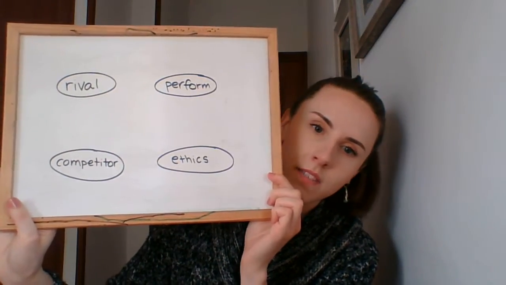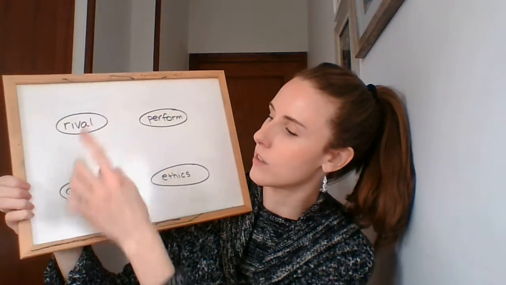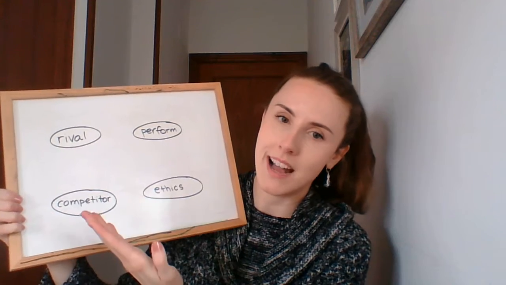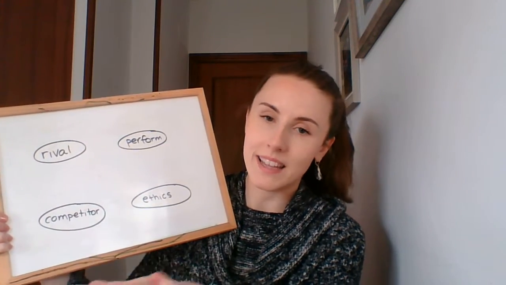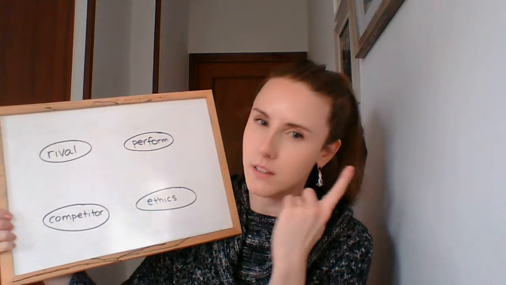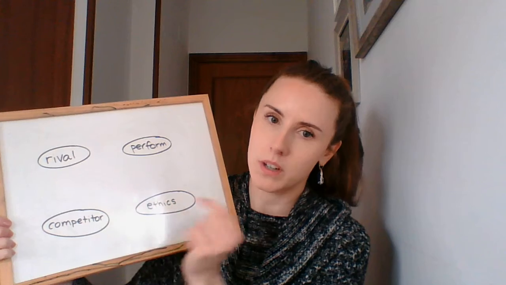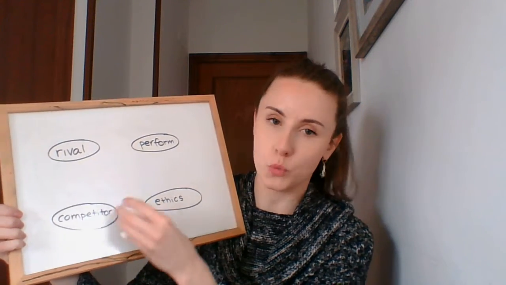What I'd like you to do first is, I hope you have your notebook open. Can you please copy what I've written here? You've got 4 different types of words. The first one, rival, competitor, perform, and ethics. Some of them are nouns that are people. Some of them are verbs. What I'd like you to do is to think first by yourself what words related to these words can you think of? They need to be from these root words.